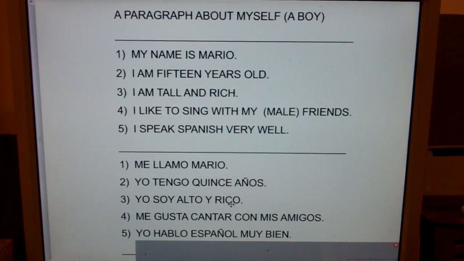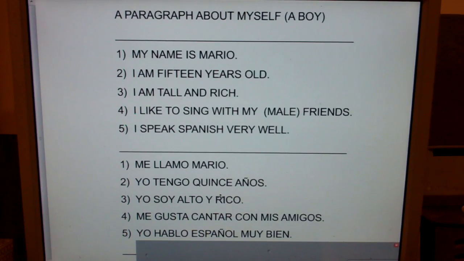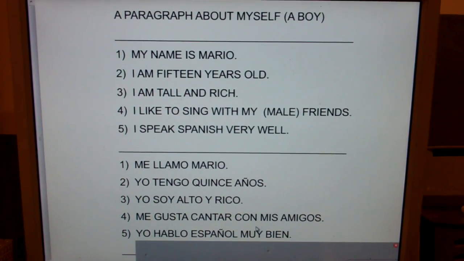Maria is a girl. Now notice, you say, I like to sing with my friends. Literally, to me, it is pleasing to sing with my friends. You don't say, to me it is pleasing I sing. To me it is pleasing to sing. So it's me gusta cantar. How are we going to remember that con is with? Well, everybody say pasta con broccoli. That's pasta with broccoli. Or chile con carne. It's chili with meat. So I like to sing with.